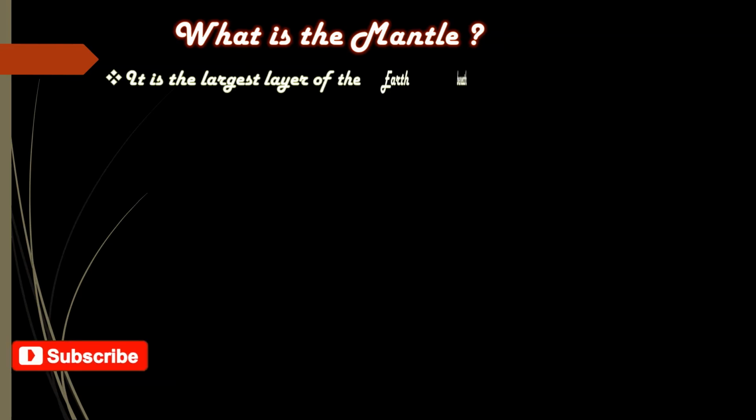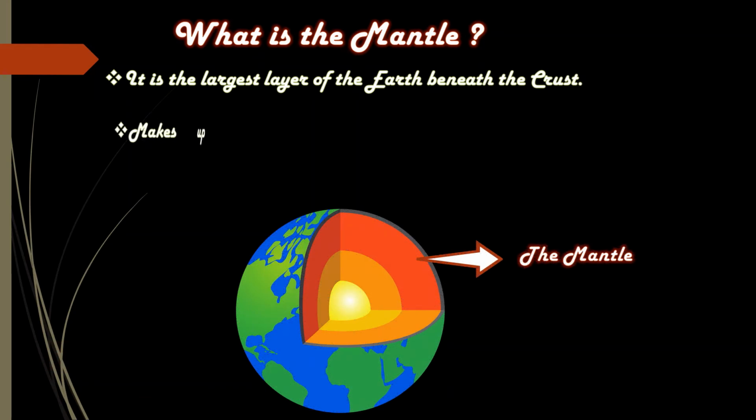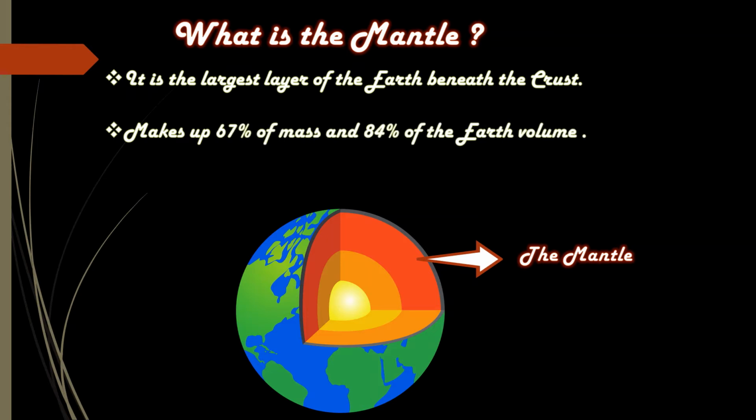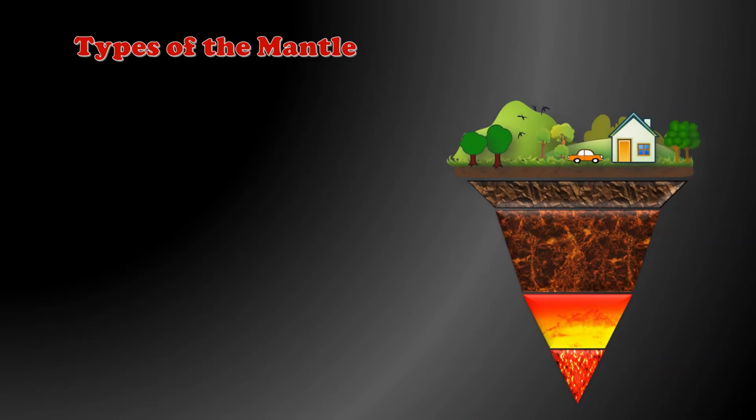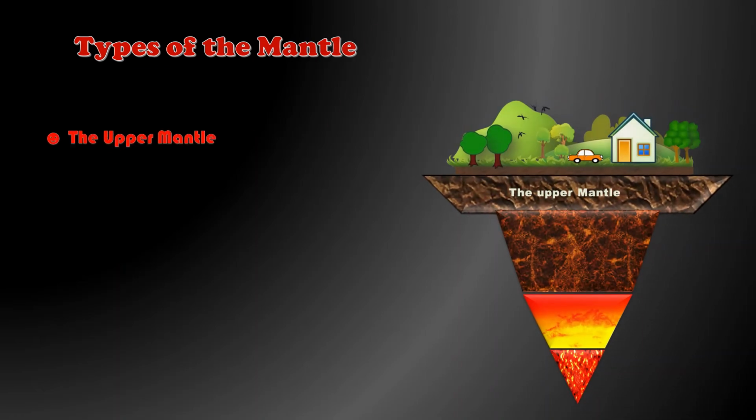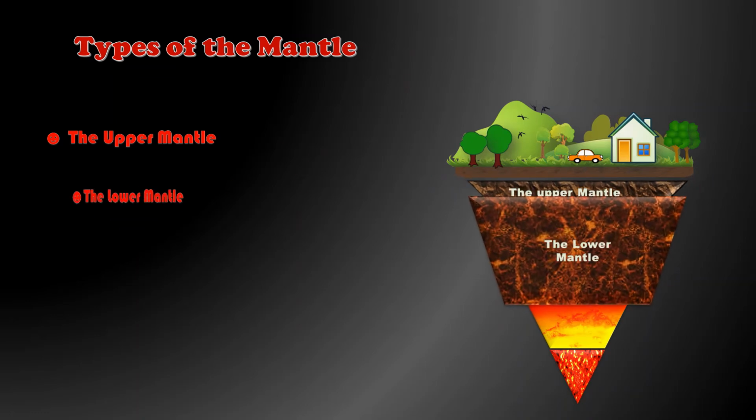The next layer which we are going to see is the mantle. The mantle is an interesting zone which is located just below the crust. This is the largest layer. It makes up 67% of the mass and almost 84% of the Earth's volume. It is mostly composed of silicate rocks, which are rich in oxygen, magnesium, aluminium, and silicon. The mantle is further split into two types: the upper mantle and the lower mantle.